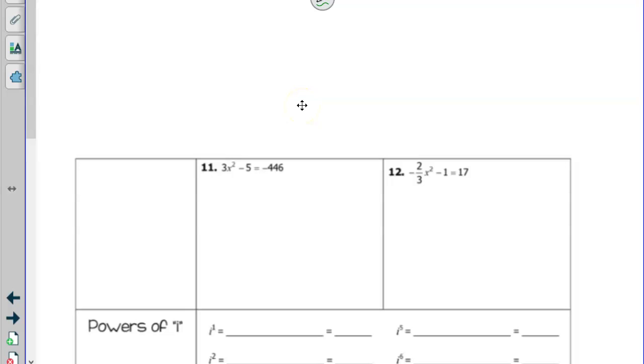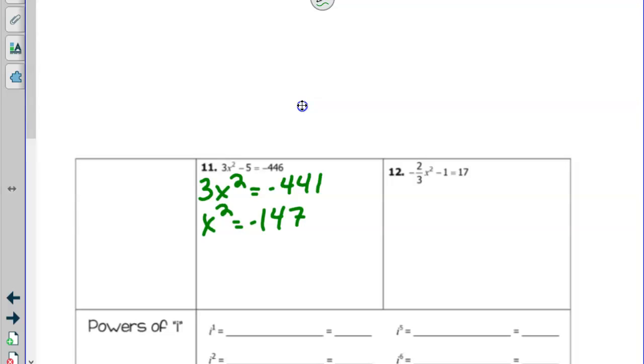Alright, number 11. What should I do first? Yeah, we're going to add the 5. What is negative 446 plus 5? Negative 441. Wonderful. And my next step. Very good. What is negative 441 divided by 3? Very good. Negative 147. And my next step. Square root.